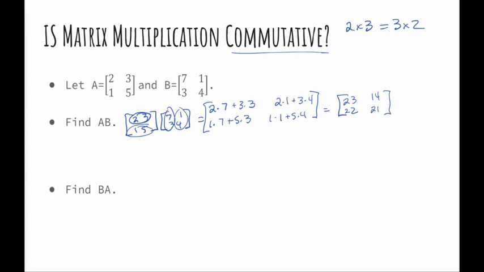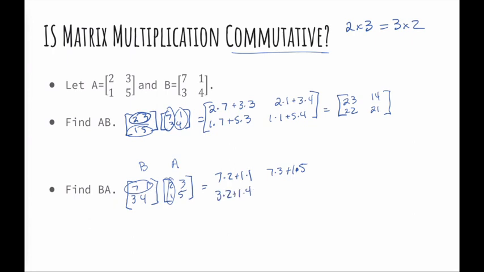Okay, so what if we do it the other way around? What if we do [7, 1; 3, 4] times [2, 3; 1, 5]? So rows of B times the columns of A. And so this is 7 times 2 plus 1 times 1. And then 7 times 3 plus 1 times 5. And 3 times 2 plus 4 times 1. And 3 times 3 plus 4 times 5.